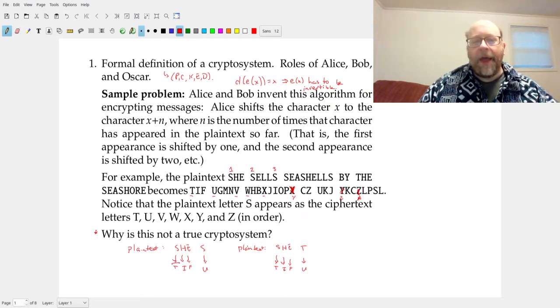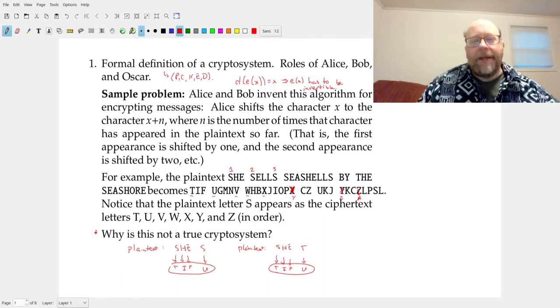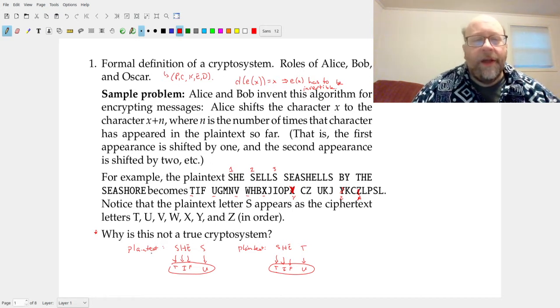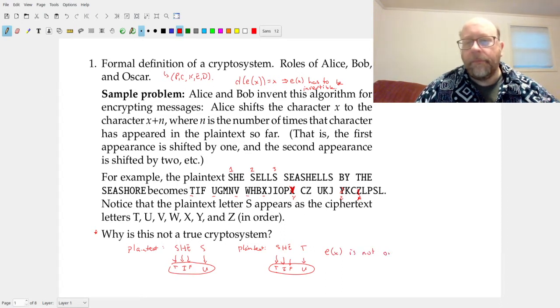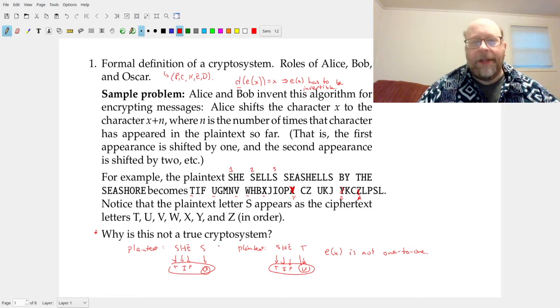And so Bob, having received these 4 characters, doesn't have any way of knowing which plain text that corresponds to. Bob might guess that she sells seashells makes more sense than she tells seashells, but the point is that the encryption algorithm is not one-to-one. And therefore, we cannot guarantee that the decryption algorithm will give you X back. If Bob decodes this as S, he could be wrong. If Bob decodes it as U, he could be wrong. And so we don't have a guaranteed way of being able to decrypt this message. And so it's not a crypto system.